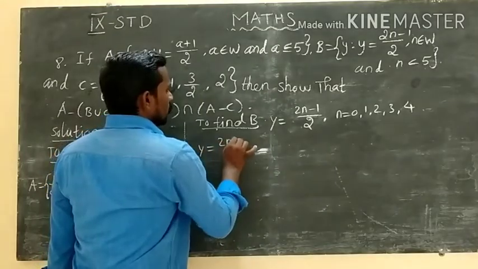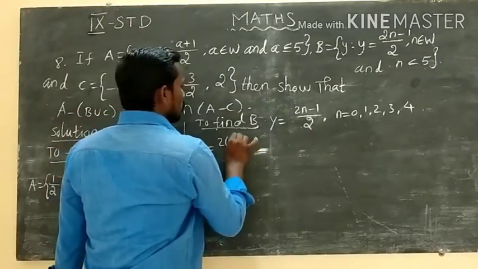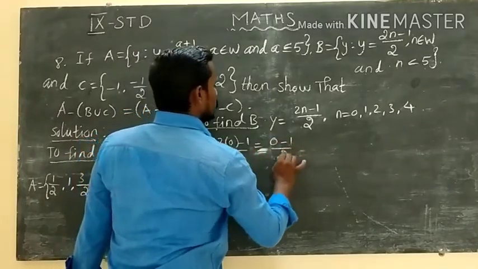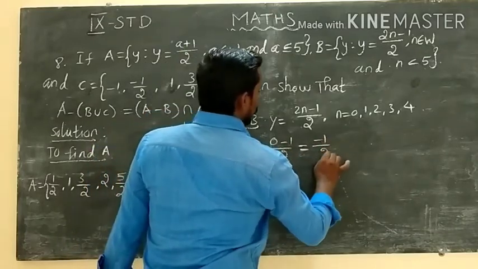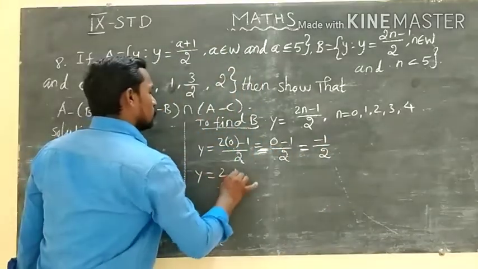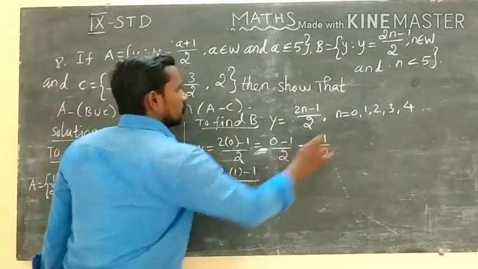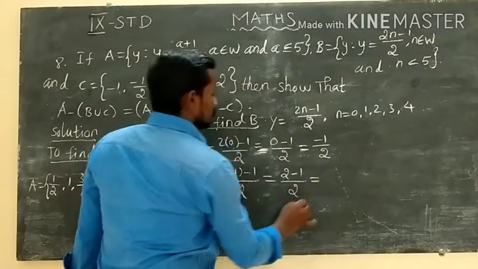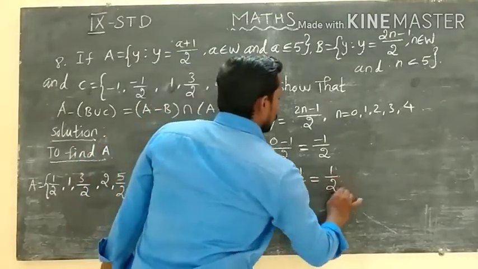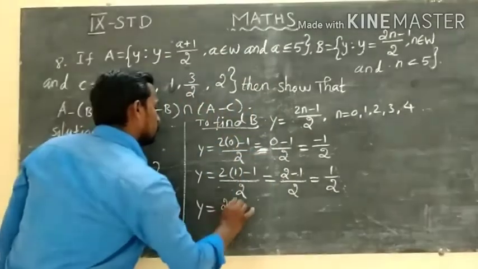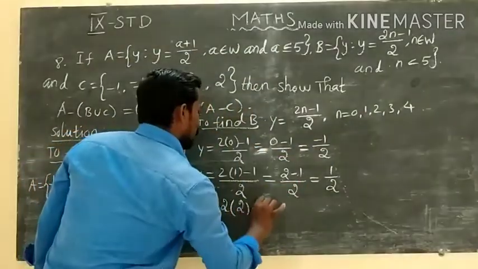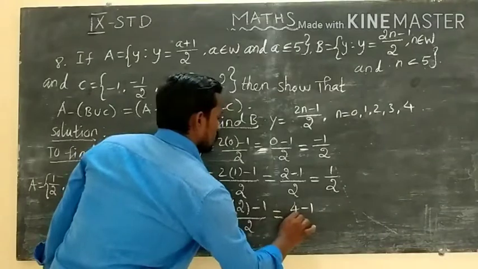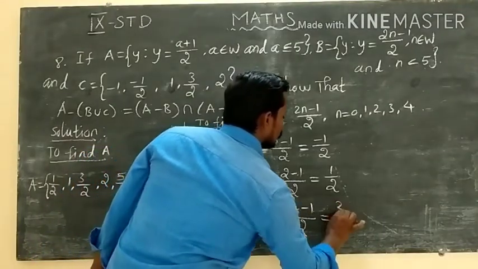y is equal to (2n minus 1) divided by 2, n replacing by 0. So (0 minus 1) divided by 2, 2 zeros are 0, so y is equal to minus 1 by 2. Then y is equal to, now n replaced by 1, (2 into 1 minus 1) divided by 2, which is equal to (2 minus 1) divided by 2, which is 1 by 2. Next, y is equal to (2 into 2 minus 1) divided by 2, 2 2s are 4, (4 minus 1) divided by 2, which is 3 by 2.